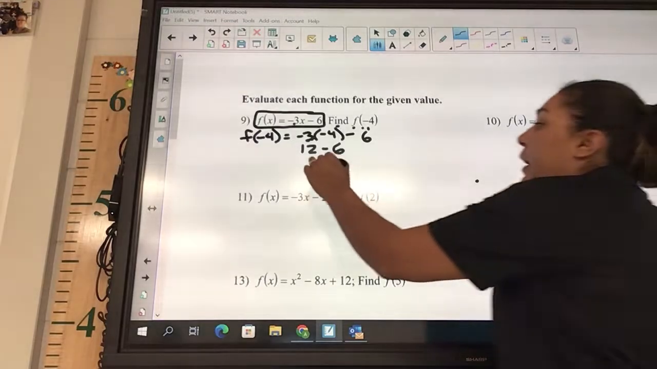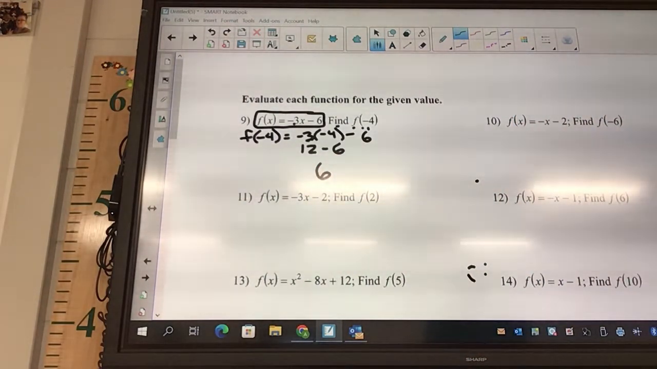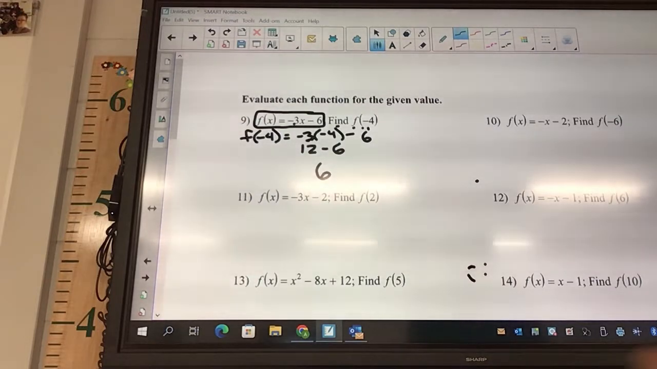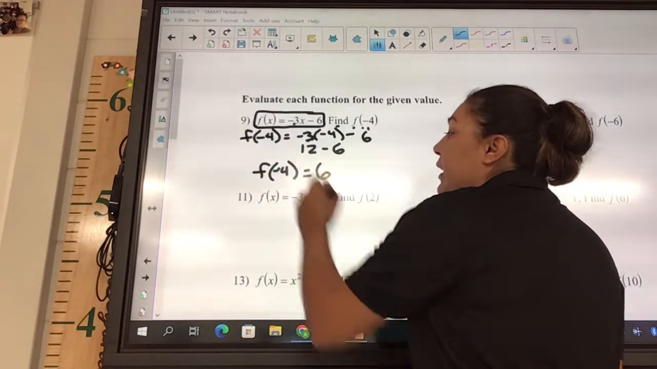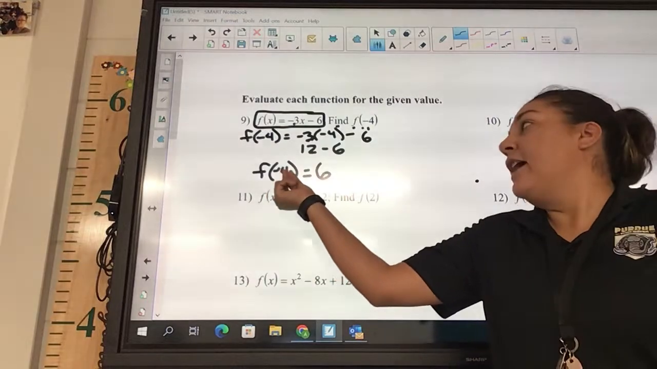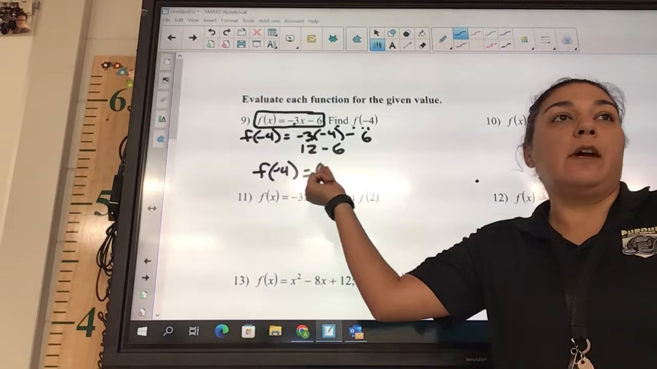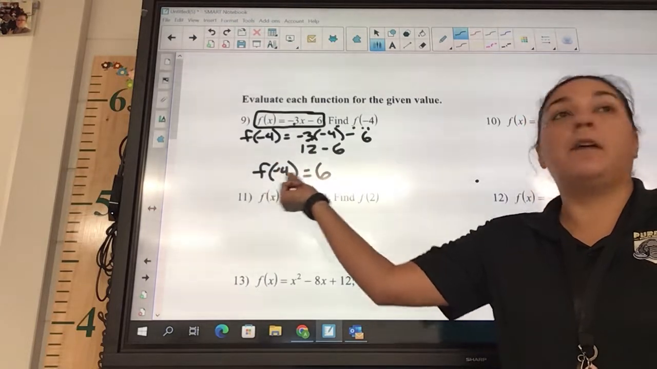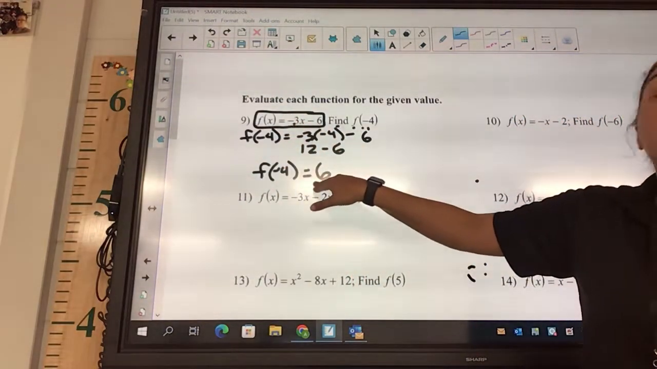6. Okay, now, here's the kicker. Your answer is not 6. Our answer is f of -4 equals 6. Because essentially, if we looked at this, how many hours did I work? This is how much money I would make. It doesn't really make sense because that's a negative, but you have to have this part on there. It's only 6 for -4.